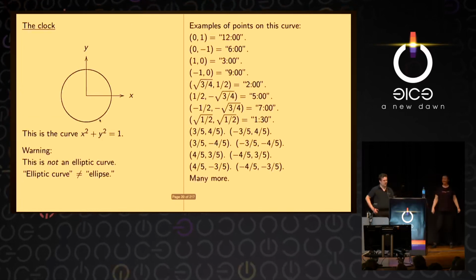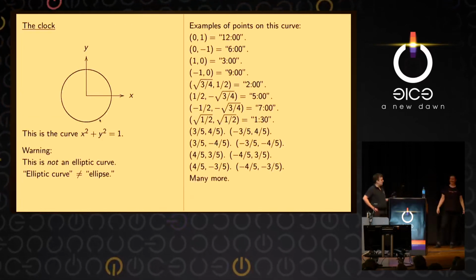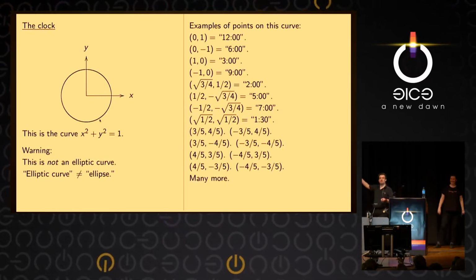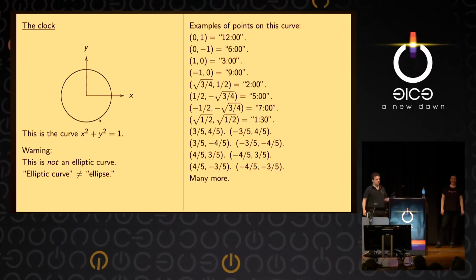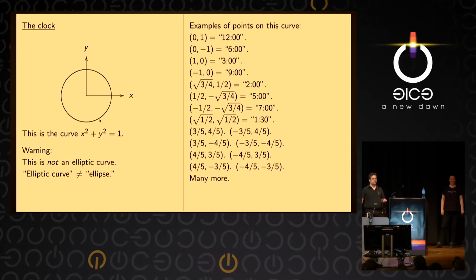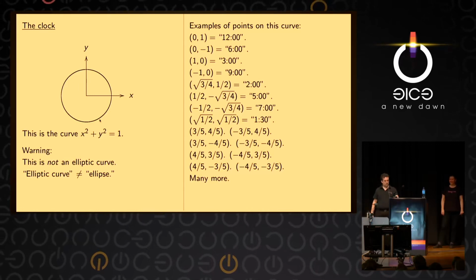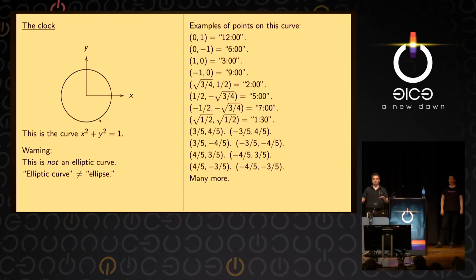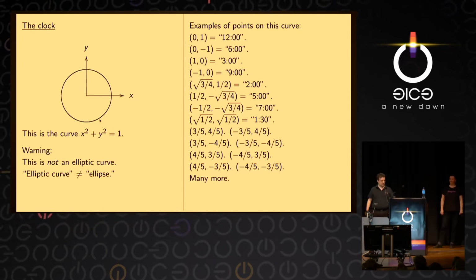Oh, I'm sorry. So I guess you wanted me to tell you about more points like this, 3/5, 4/5. I mean, that one you really have to use some fancy math to see that 3/5 squared plus 4/5 squared is 1. That is another point on the clock, and it's not obvious which o'clock it is. You have to really look at your watch to figure that out.